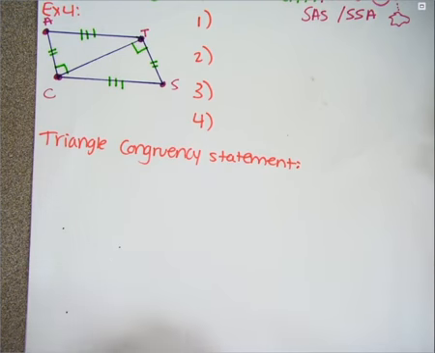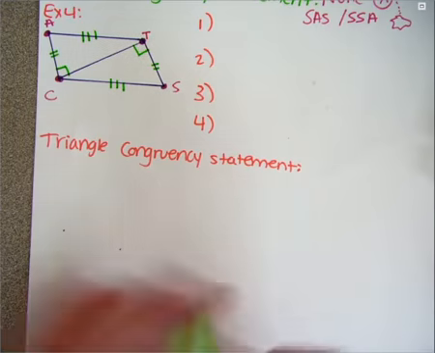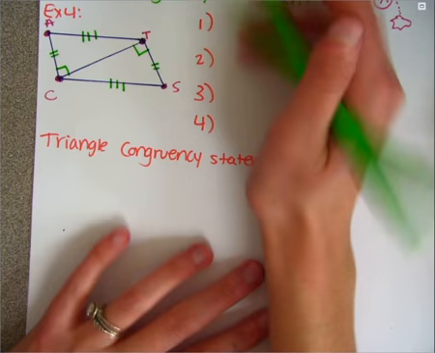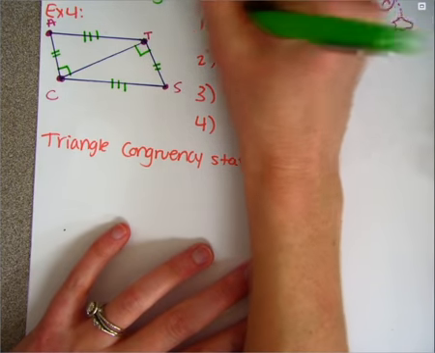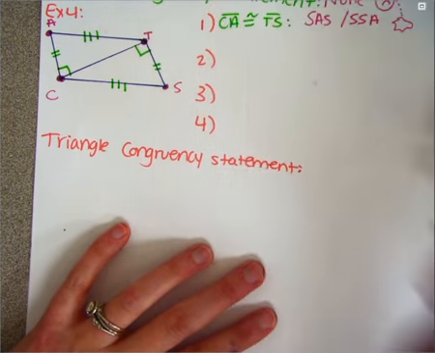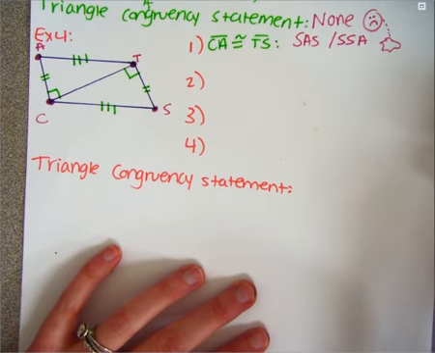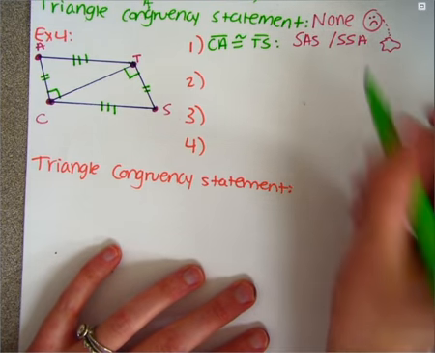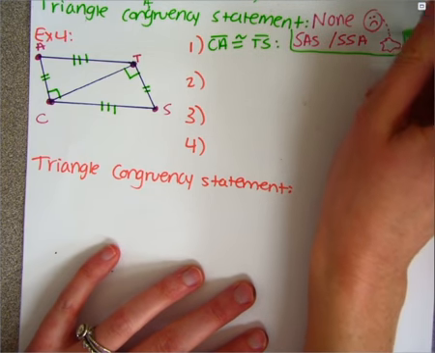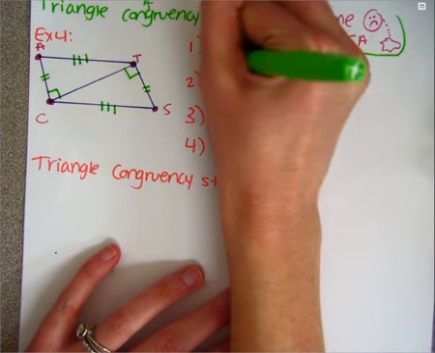Okay, so let's see what's already marked and already given to me in my picture as congruent. Well, I currently see that CA and TS have 2 tick marks, which means they are congruent. So CA is congruent to TS, and it was already marked in my picture, so this is because of the given.